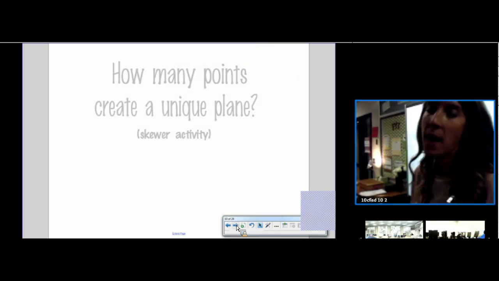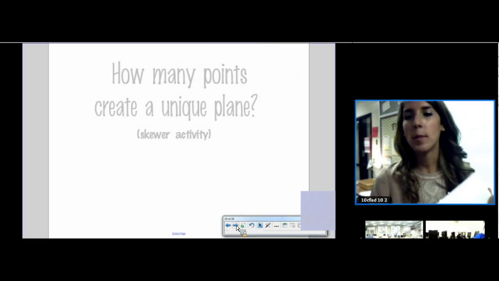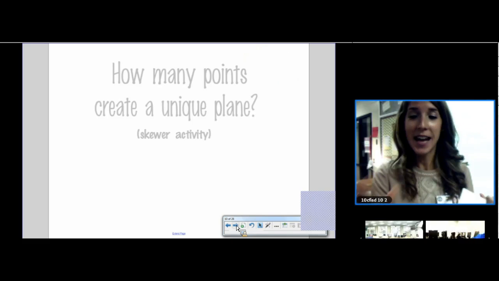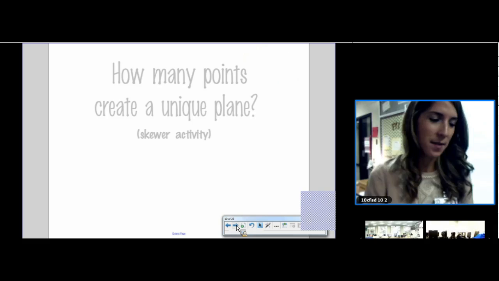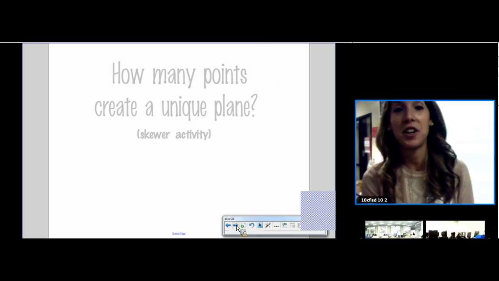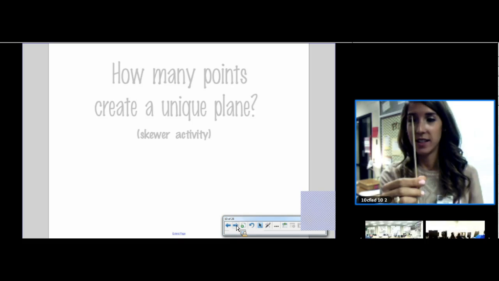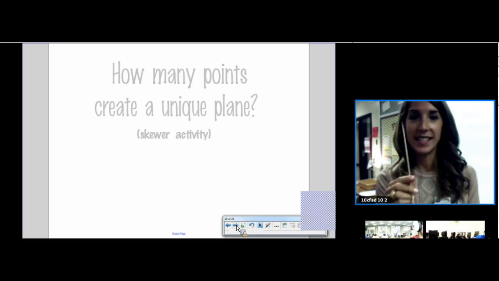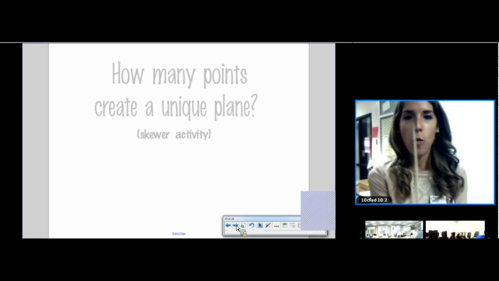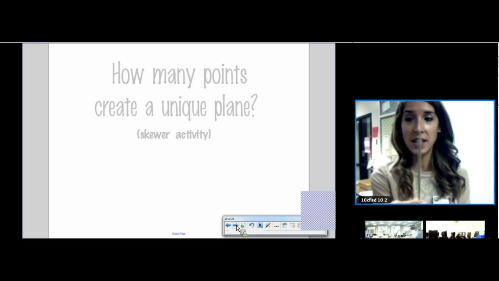This is the last postulate. We want to find out how many points create a unique plane. Don't yell out the answer. Don't type the answer, because we want to discover it, because when you discover something, you remember it better. I wish I could have sent skewers and whiteboards to all of you, but instead we're just going to watch Miss Tanton demonstrate.